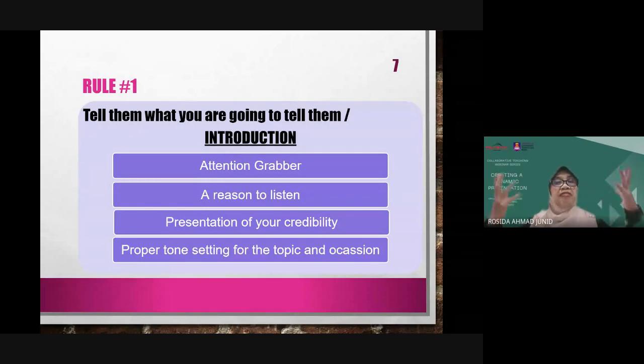It can be in the form of the way you dressed up, the way you present yourself, your appearance. It can also be the tone, the tone setting that you have for yourself. So that's why the last point is proper tone setting for the topic and occasion. So how would an engineer start talking, right? The right tone for the right position that you are in, for the right occasion that you are in. All right. So think about that in your introduction. How would you do it?